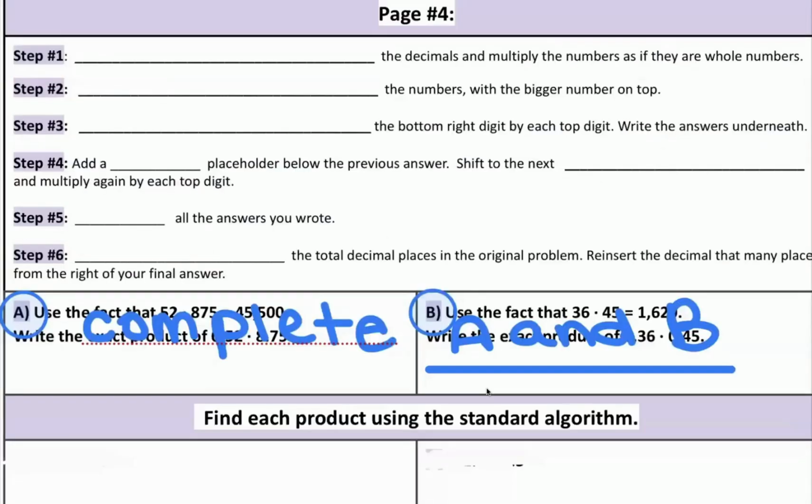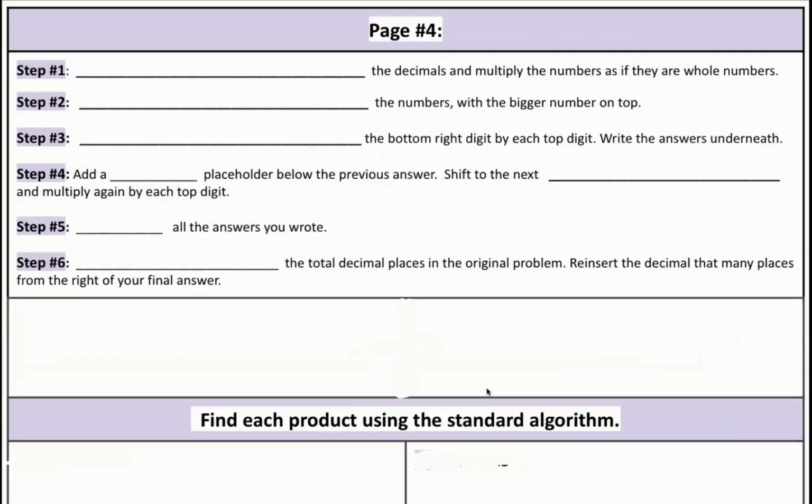Before we dive into some notes on the standard algorithm, complete A and B, then come back to the video. All right, let's go ahead and take some notes, and then we'll practice using the standard algorithm. The first step is we're going to ignore the decimals. So we're just going to treat them like whole numbers and pretend they're not there. Step 2, we're going to line up our numbers, and it's helpful to put our number that has more digits on top. Step 3, multiply the bottom right digit by each top digit.